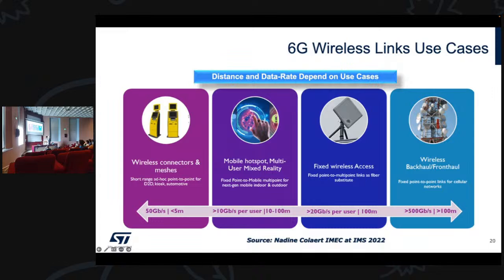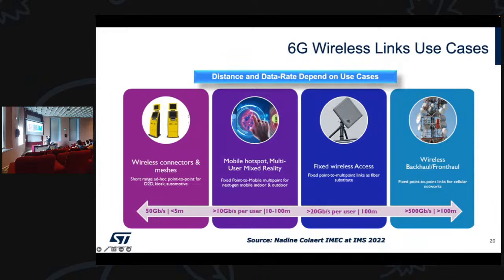And you will have this fixed wireless access everywhere indoor, for instance in theaters, in stadiums, in malls, and so on. For this one, we also need InP, and we also need GaN. The last one is the most stringent: wireless backhaul and fronthaul, 500 gigabit per second, more than 100 meters.